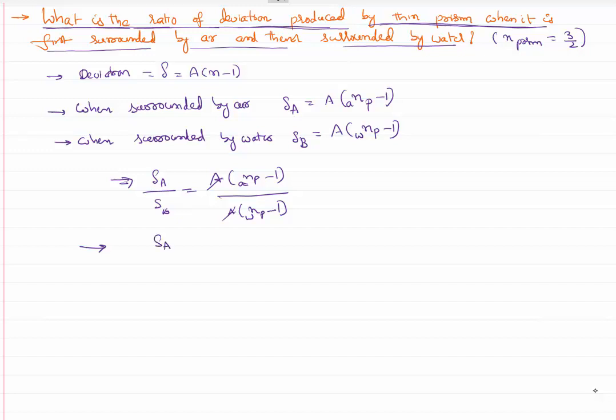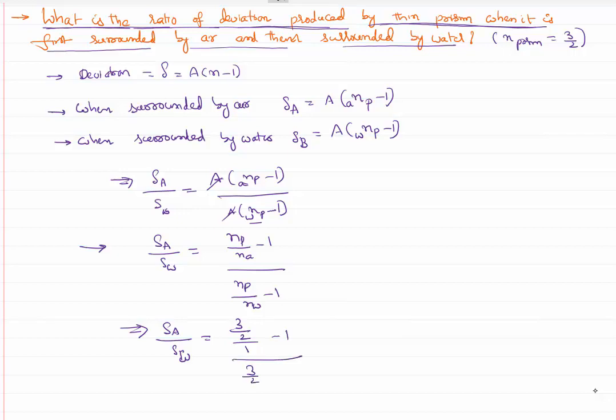Then deviation in the air by deviation in the water is refractive index of the prism by refractive index of the air minus 1, by refractive index of the prism with respect to the water, meaning by refractive index of the water, minus 1. That implies deviation in air by deviation in water: prism refractive index is 3 by 2, air is 1. Again prism is 3 by 2, but water has a standard refractive index of 4 by 3, minus 1.